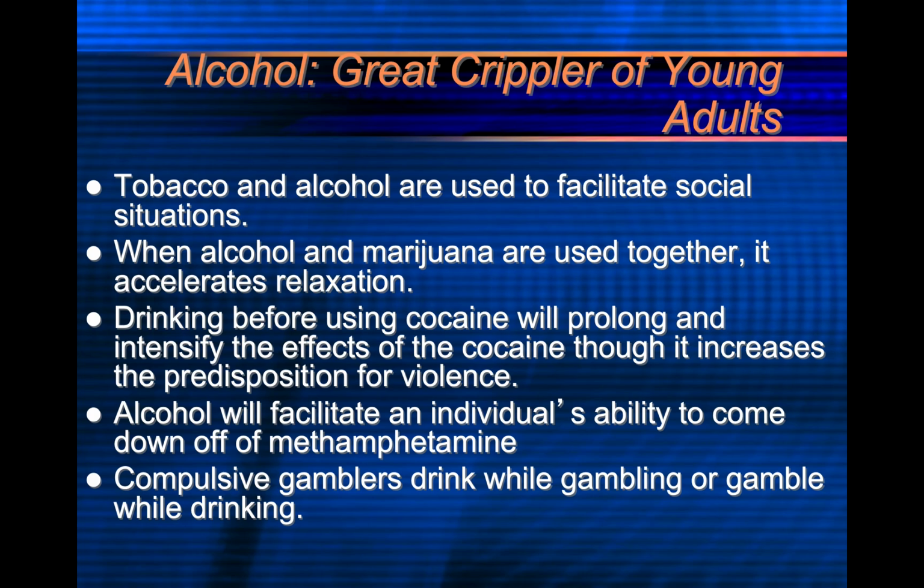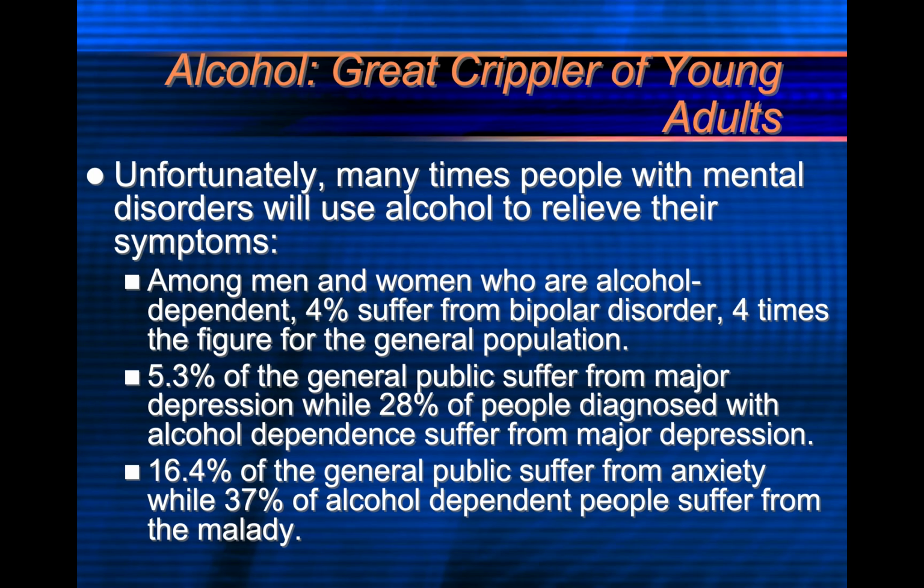Tobacco and alcohol are used to facilitate social situations. When alcohol and marijuana are used together, it accelerates relaxation. Drinking before using cocaine will prolong and intensify the effects of the cocaine, though it increases the predisposition for violence. Alcohol will facilitate an individual's ability to come down off of methamphetamine. Compulsive gamblers drink while gambling or gamble while drinking, and of course the two addictions go together.